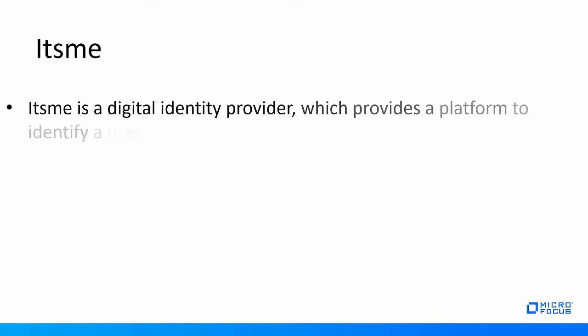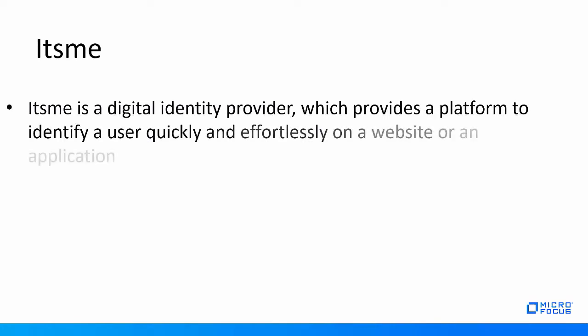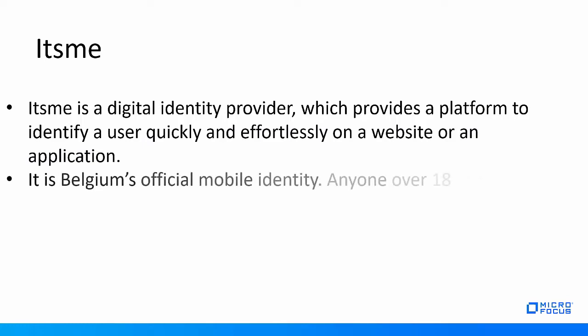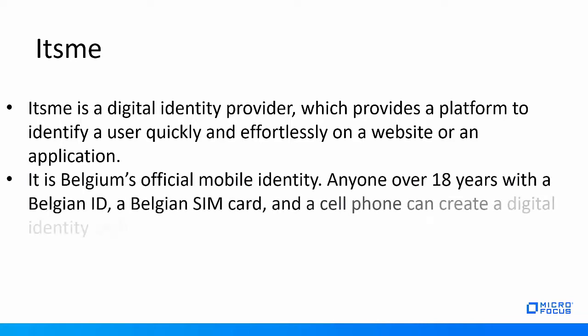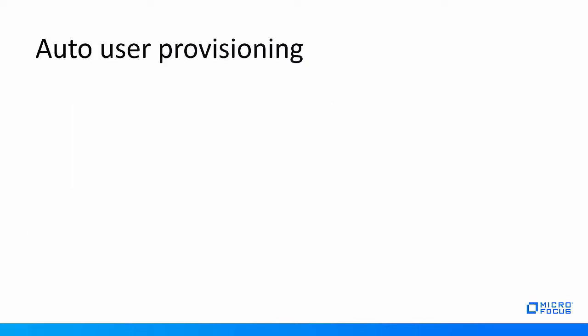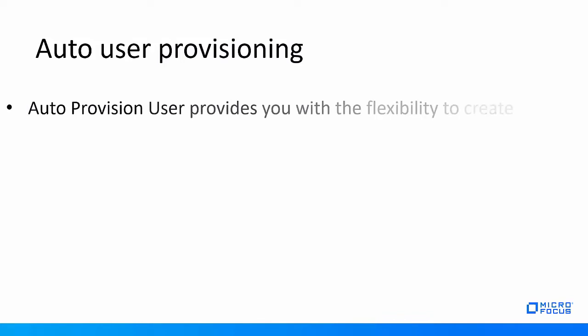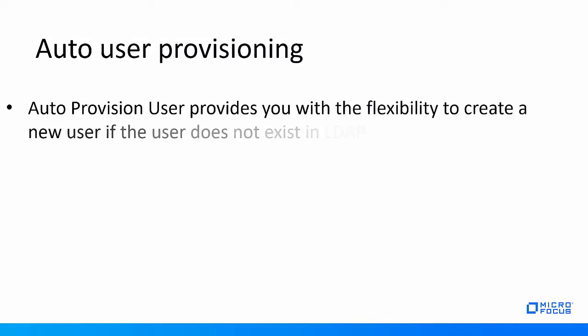Itsme is a digital identity provider which provides a platform to identify a user quickly and effortlessly on a website or an application. It is Belgium's official mobile identity. Anyone over 18 years with a Belgian ID, a Belgian SIM card, and a cell phone can create a digital identity with Itsme.